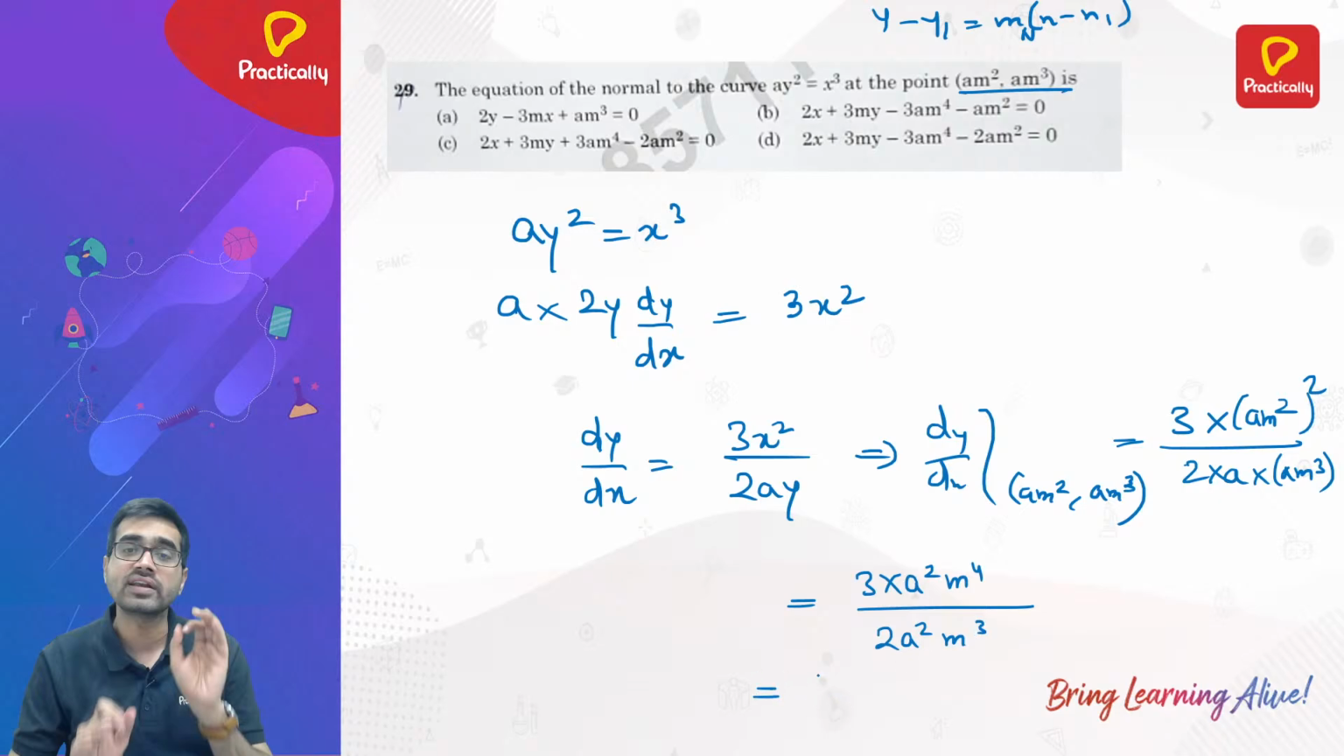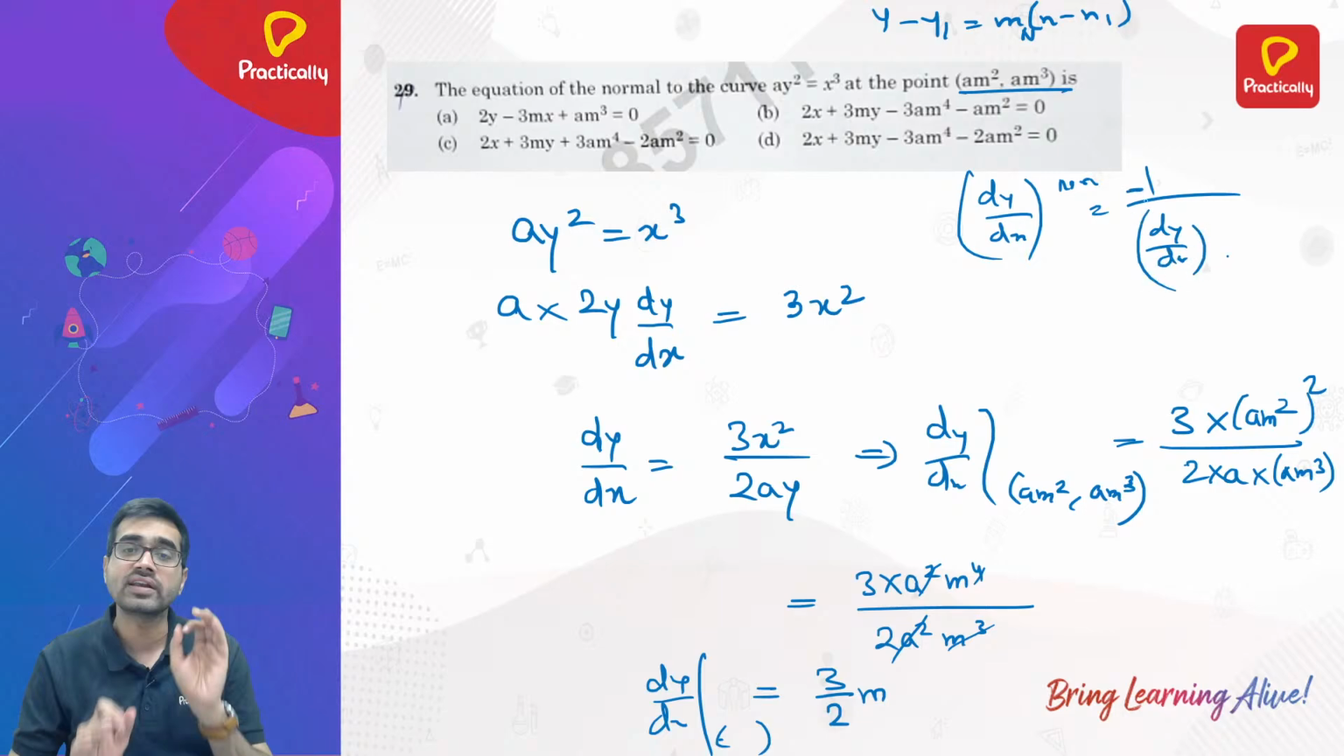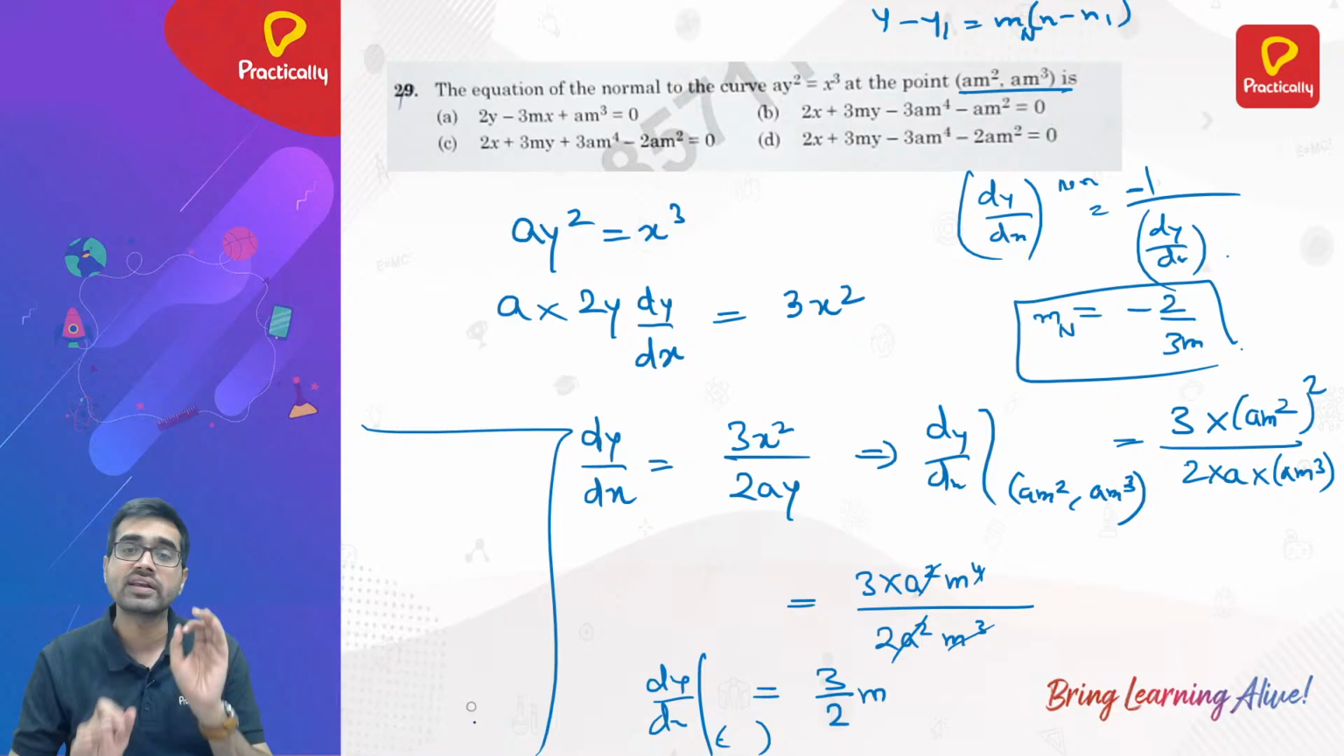So now you get 3 by 2m because this is gone, power gone, this is gone. So now you got the slope of the tangent at the point. What is the slope of normal? The slope of normal is reciprocal of the slope of tangent with a negative sign. So it will be nothing but minus 2 by 3m. This you have to remember is the slope of the normal. Now you can write y minus y1 is equal to slope of the normal times x minus x1, which is nothing but am square. Now let's write it. So 3m is coming here, 3my.